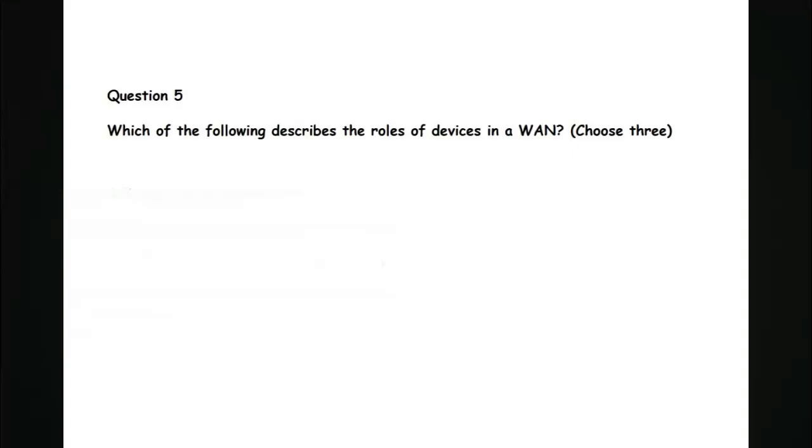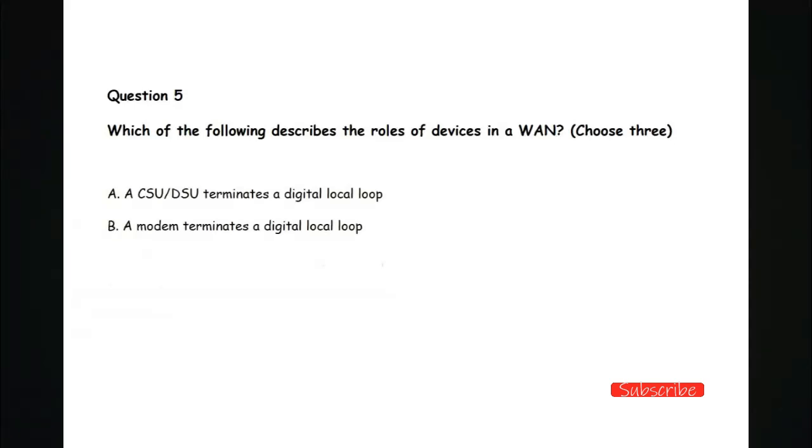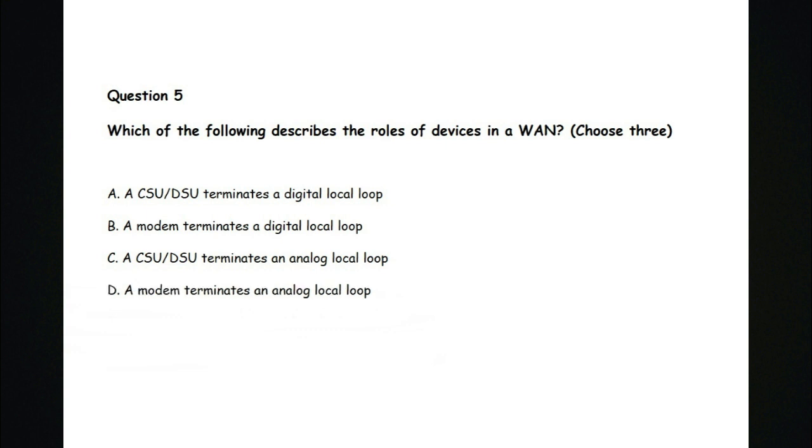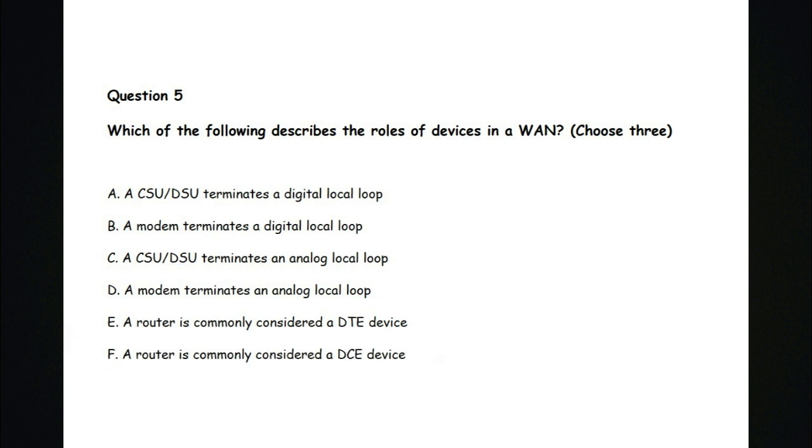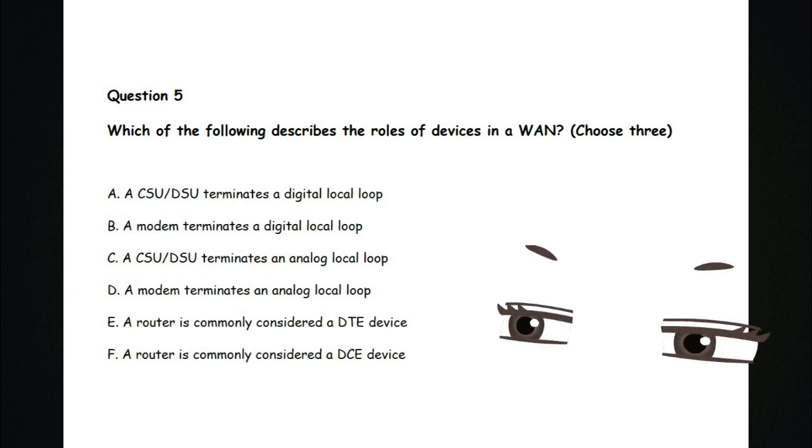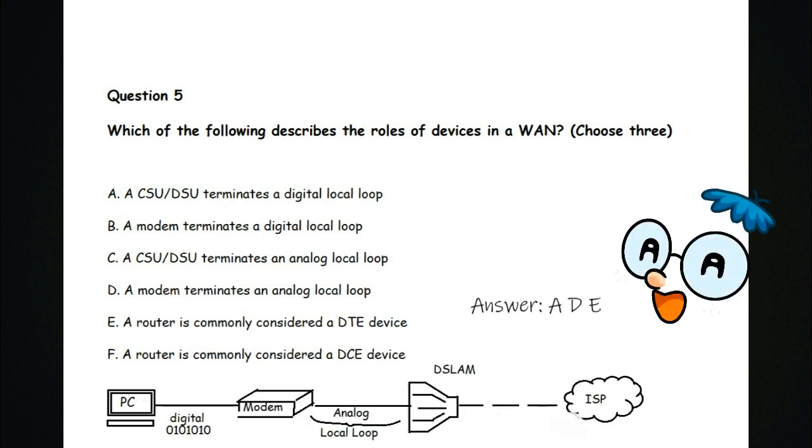Question 5. Which of the following describes the roles of devices in a WAN? Choose 3. A. A CSU/DSU terminates a digital local loop. B. A modem terminates a digital local loop. C. A CSU/DSU terminates an analog local loop. D. A modem terminates an analog local loop. E. A router is commonly considered a DTE device. F. A router is commonly considered a DCE device. Answer is A, D, E.